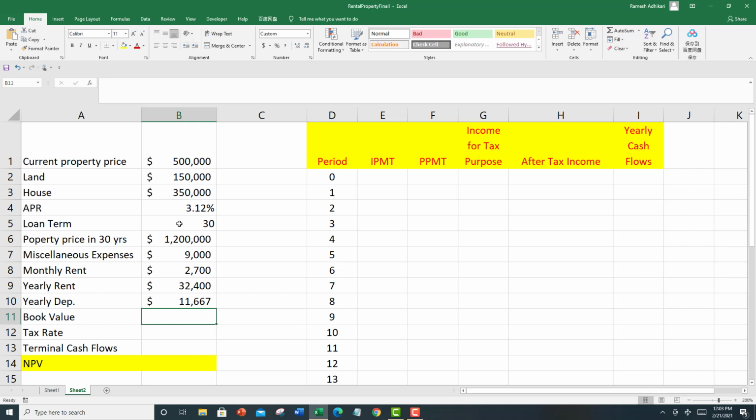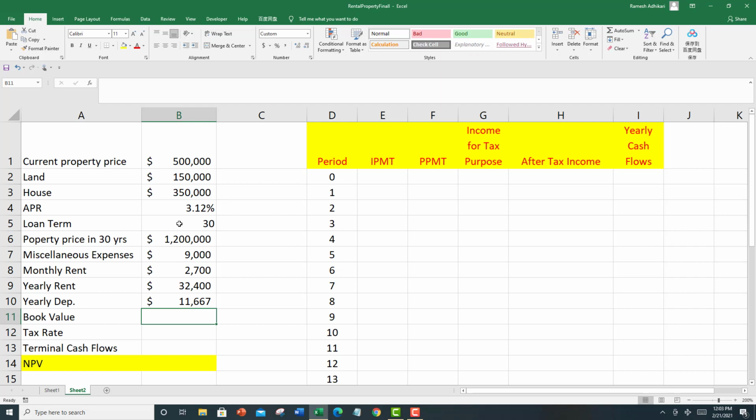And here's a concept of book value I want to introduce. This concept is going to be useful. Let's say that you want to sell this house in 15 years, not hold it for the whole 30 years. So how are you going to calculate book value? This is a useful concept to understand. That's why I want to elaborate a little bit here.